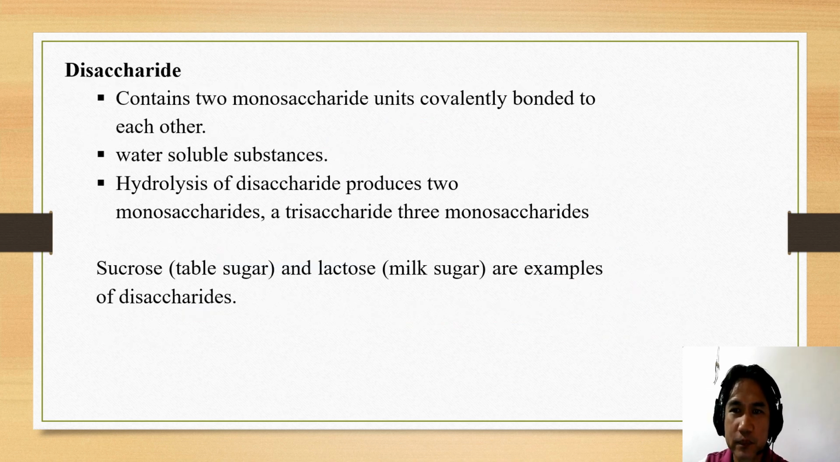Another classification, this time it's called disaccharide, because disaccharide means two sugar units or two monosaccharides that are covalently bonded to each other. So the two monosaccharides are connected to one another. They are still water soluble, okay? And disaccharides can now be broken down by hydrolysis. Unlike monosaccharide, as I said earlier, we cannot break that anymore by hydrolysis.